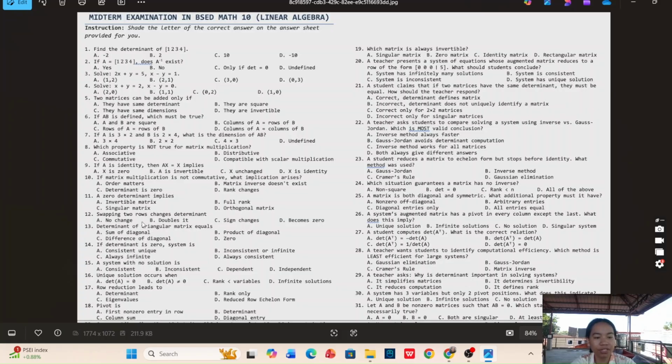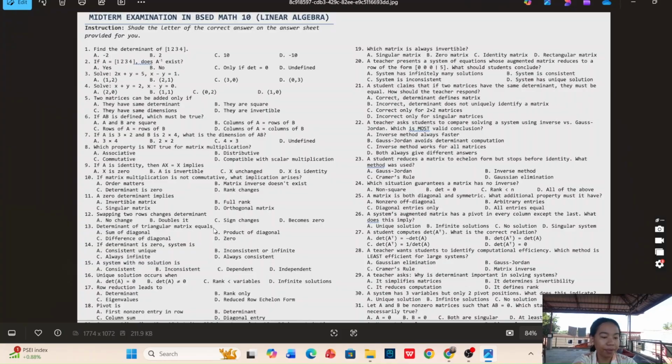Number 12. Swapping two rows changes the determinant. The correct answer is letter C, which is sign changes. Interchanging two rows changes the sign of the determinant. So that's the reason why the answer is letter C.